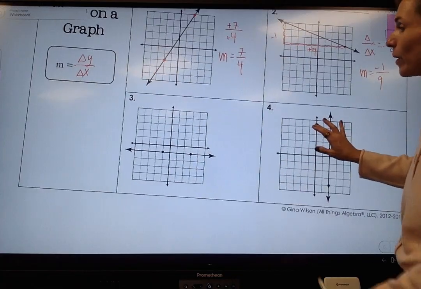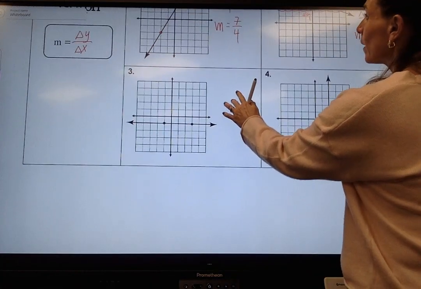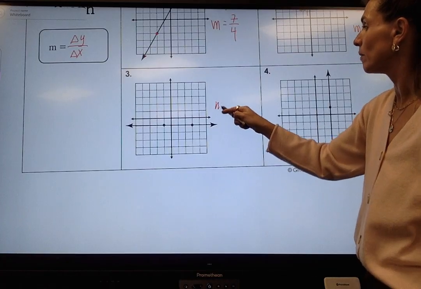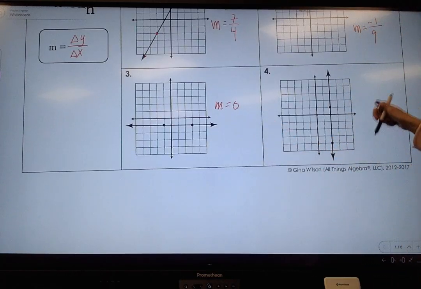If you look at number 3, he's zooming straight across right here. So my slope is 0. And on number 4, he's dead. So my slope is undefined.